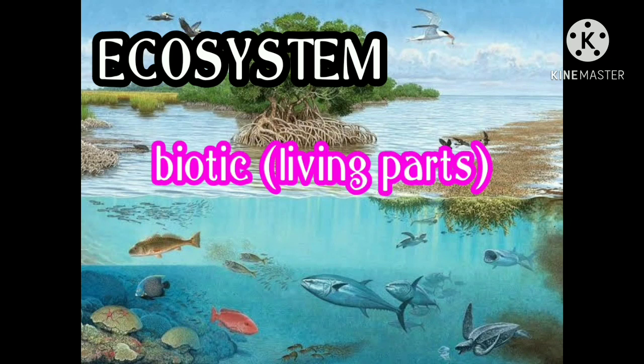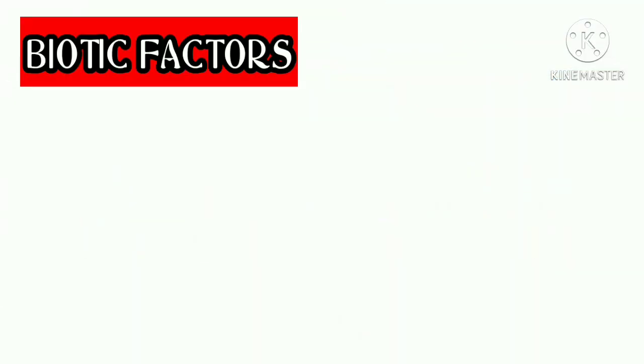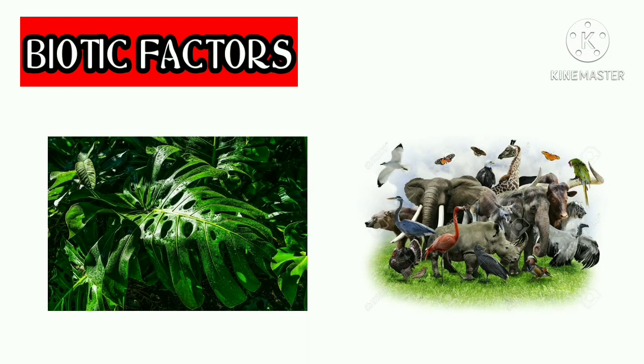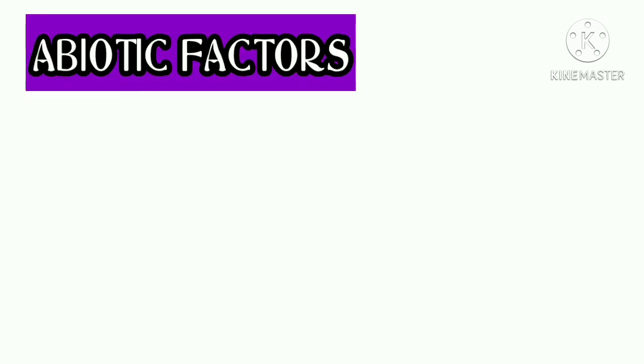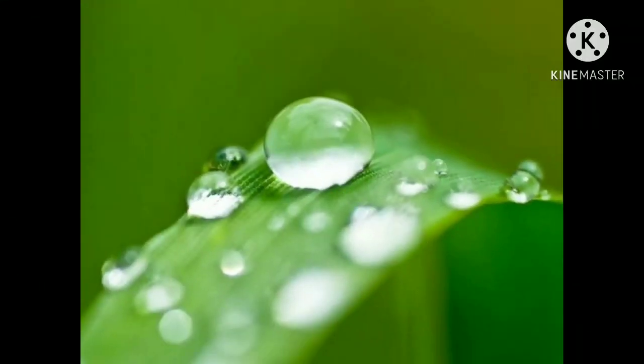Ecosystems contain biotic, or living, as well as abiotic factors, or non-living parts. Biotic factors include plants, animals, and other organisms. Abiotic factors include rocks, temperature, and humidity.